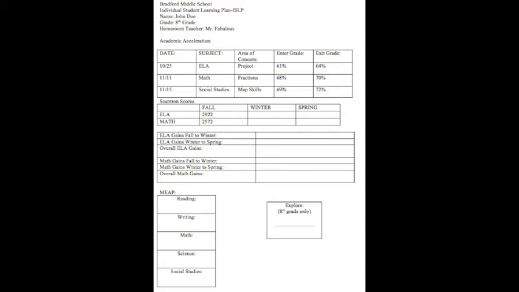So, perhaps a student is scoring a 69% on the Monday of a week. This ISLP would then go to the individual teacher in which they're scoring lower than 70%. The teacher writes in what their grade is, what they need to work on, and also puts any work or assignments into this folder that could help that student bring that grade up above a 70 before the end of the week.